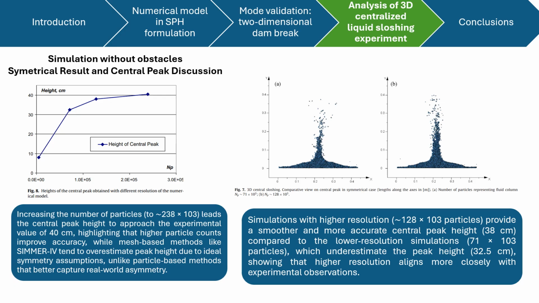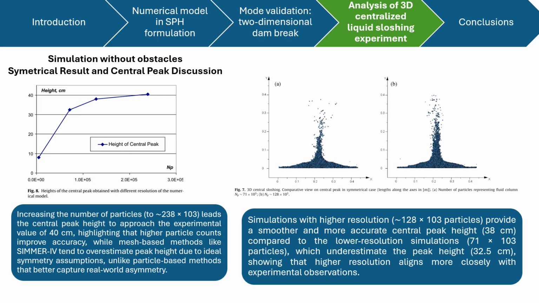Here we have Figure 8 that shows a graph of the height of a central peak obtained with different resolutions of the numerical model. Here we can see that an increase in the number of particles leads the central peak height to approach the experimental value of 40 cm, highlighting that higher particle counts improve accuracy, while a mesh-based method like SPHERA tends to overestimate peak height due to the ideal symmetry assumption, unlike the particle-based method that better captures real asymmetry.